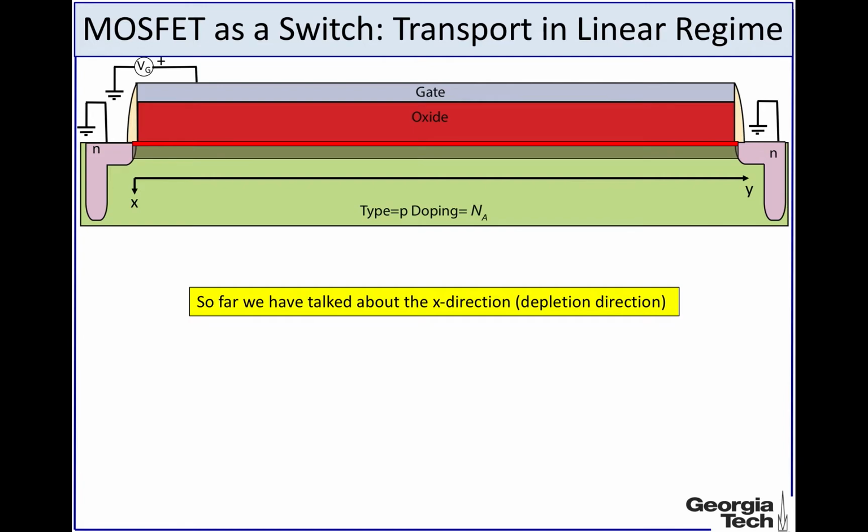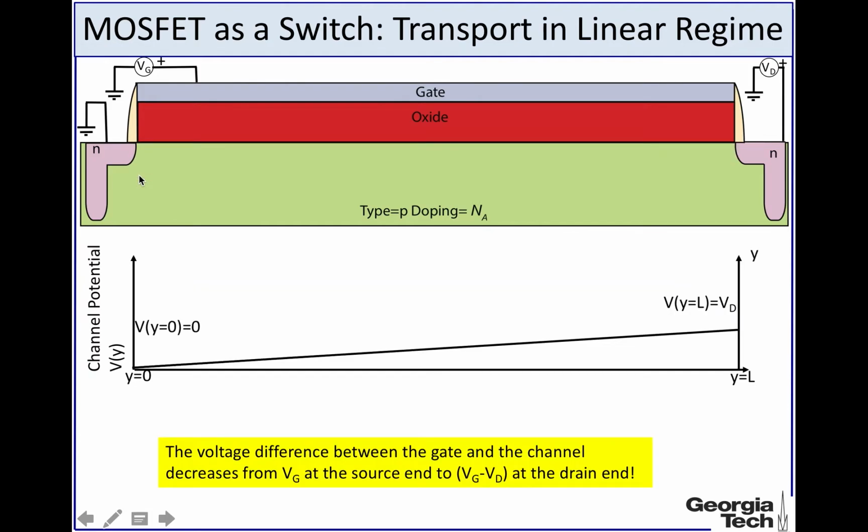Alright. Now, an important thing to note is that so far in the previous lecture we have talked about only the direction perpendicular to the gate and semiconductor interface, the x direction. In today's lecture we will be talking about the y direction, or the channel direction. Now let's see how the channel potential looks when we apply a drain voltage Vd.